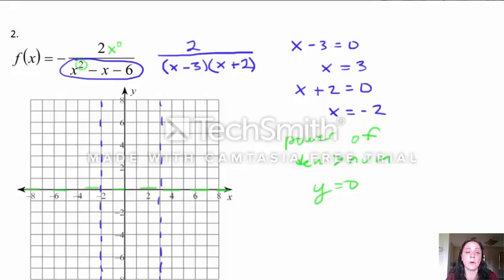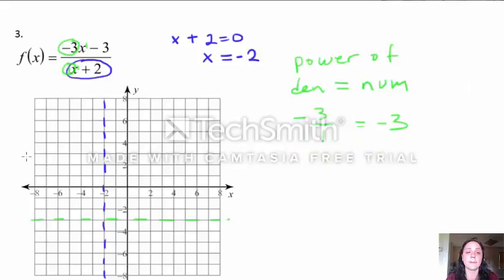Let's take a look at our next problem. Once again, I have a constant in the numerator, and 2 is never going to be equal to 0 either, no matter what I divide it by. So that means that once again, I have no x-intercepts. Let's move on to problem 3.